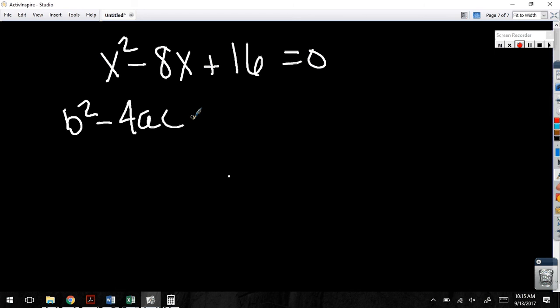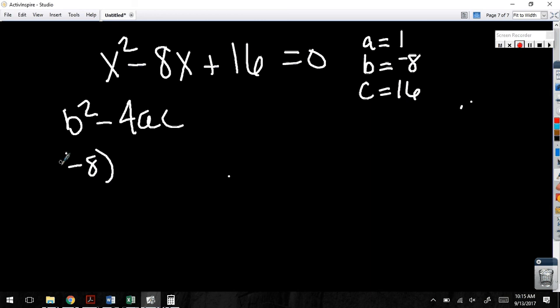How do you know? What did you do? You do b squared minus 4ac. What is a? What is b? Negative 8. What is c? 16. All right, so if I do b squared, I get negative 8 squared. But remember, I'm squaring a negative number, so it's going to become what? 64. Positive.